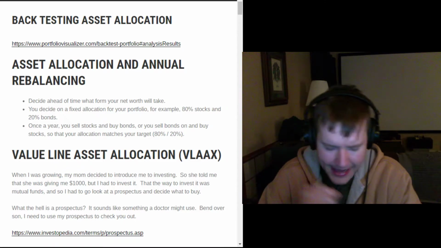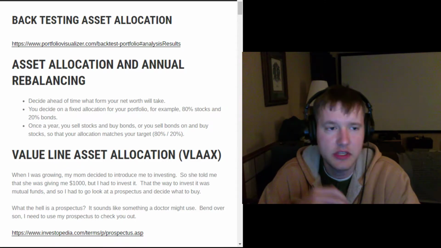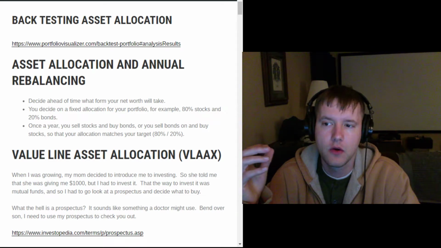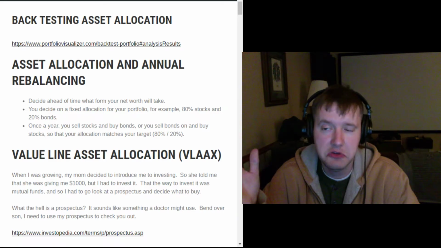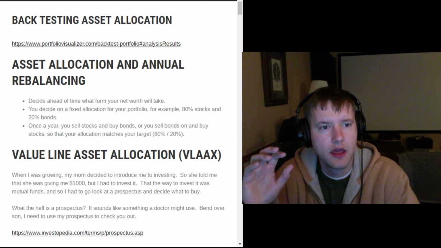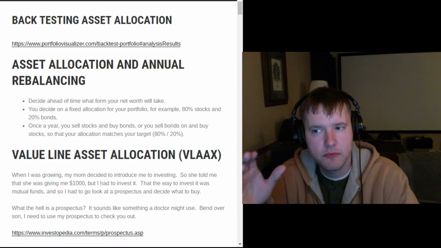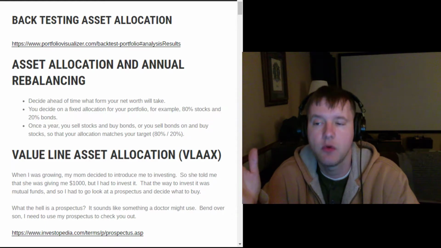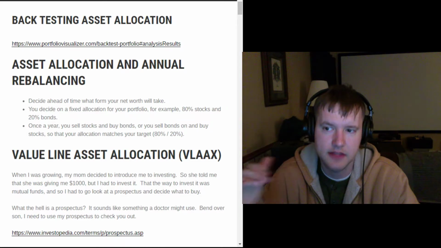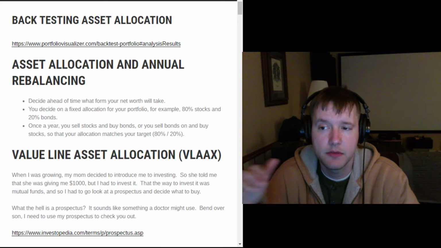And asset allocation, generally speaking, says that ahead of time you're going to decide what form your net worth is going to take, like what proportions of your net worth are going to be in which categories. And then you're going to just fix that at a number. So you're going to say, I want to be 50% stocks, 50% bonds. And that's what I want my net worth to be forever.